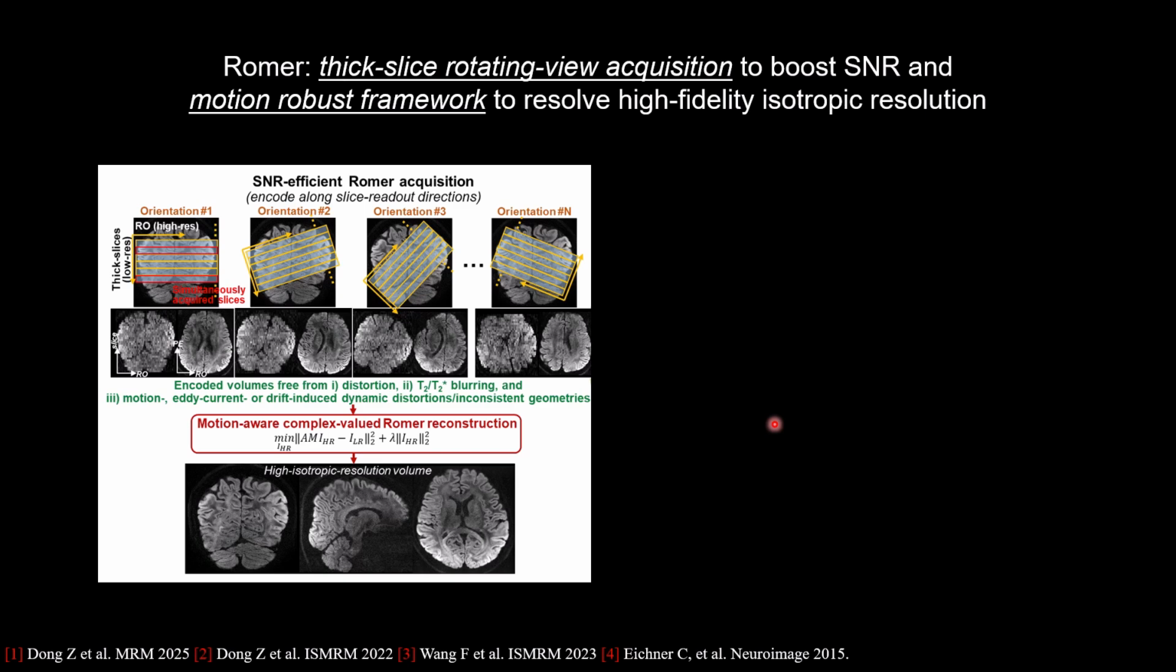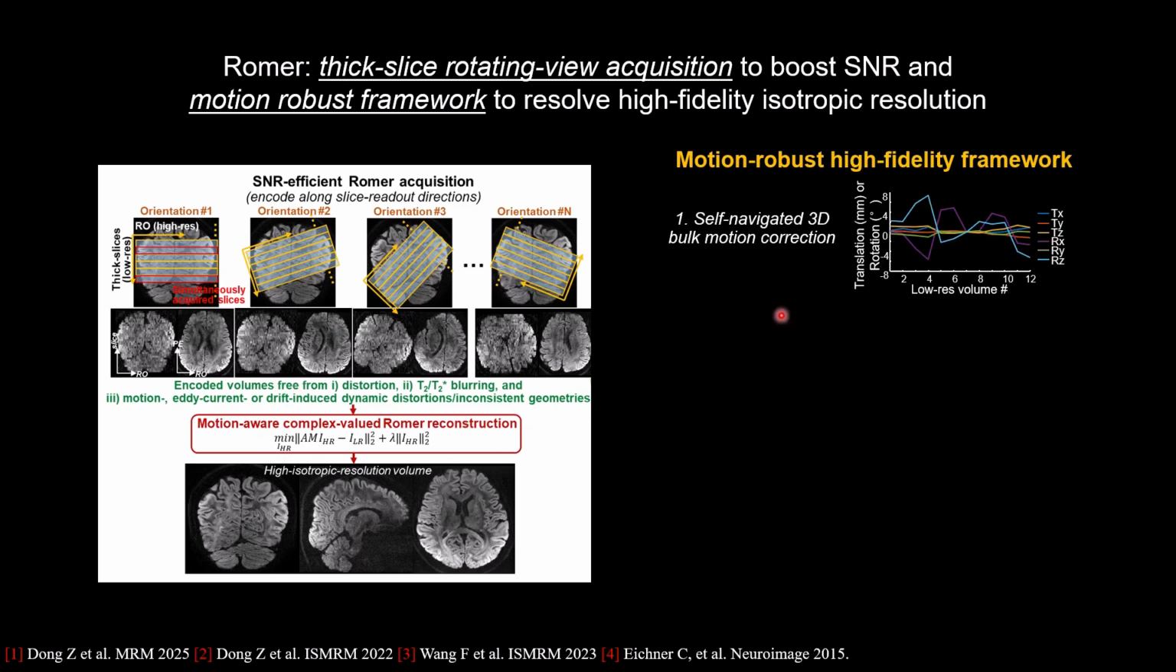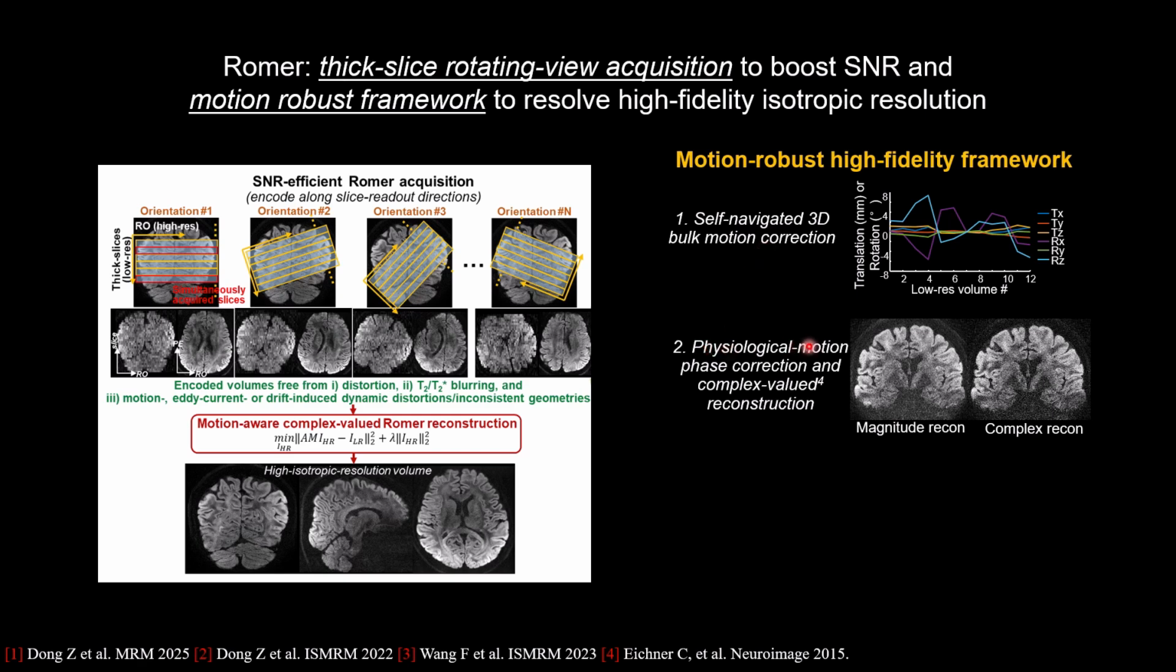The rotating-view encoding of Romer makes it very suitable for motion correction. So we developed this motion-robust high-fidelity framework with motion-aware reconstruction to systematically address 3D bulk motion with the self-navigated 3D bulk motion estimation and correction, and also physiological motion-induced phase variation, where we use a complex-valued reconstruction to further reduce the noise floor, as well as motion-induced dynamic distortion, where we use distortion-free EPTI readout to eliminate dynamic distortion, which I'm going to talk about later.